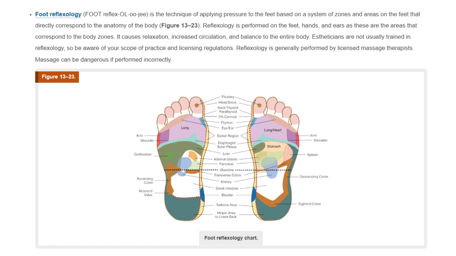Estheticians are not usually trained in reflexology, so be aware of your scope of practice and licensing regulations. Reflexology is generally performed by licensed massage therapists. Massage can be dangerous if performed incorrectly. Figure 13:23. Foot reflexology chart.